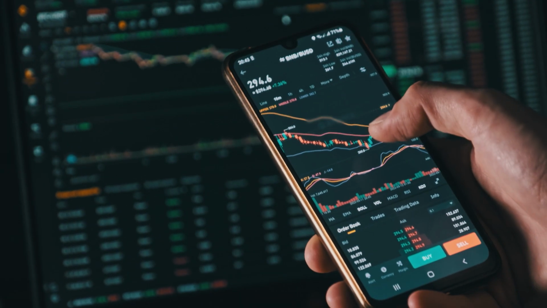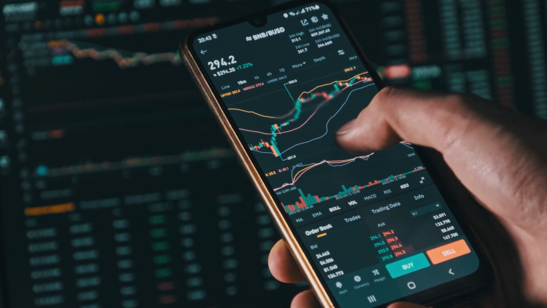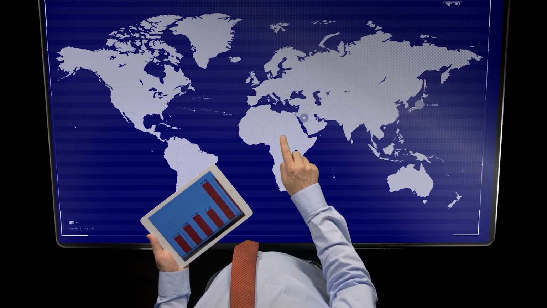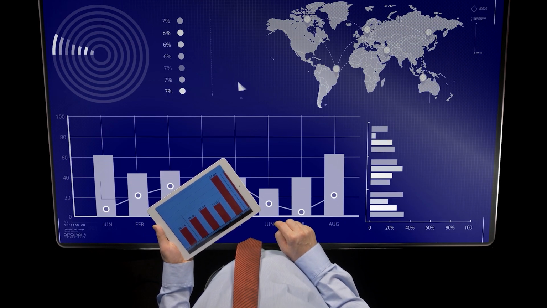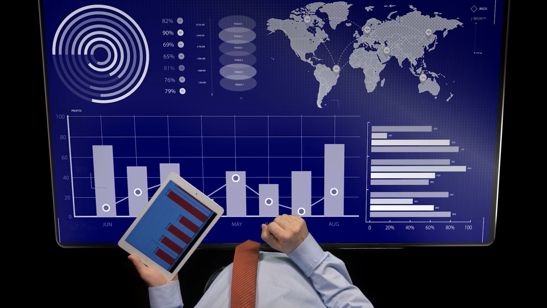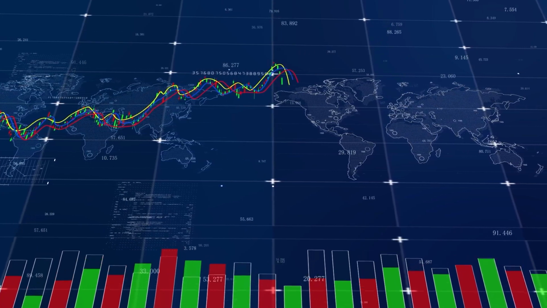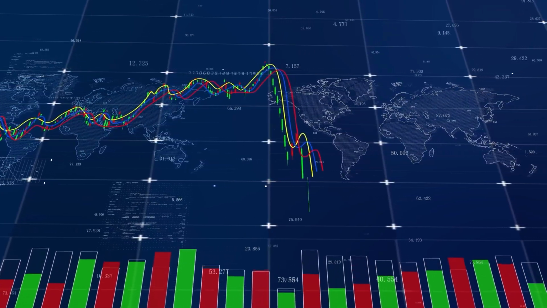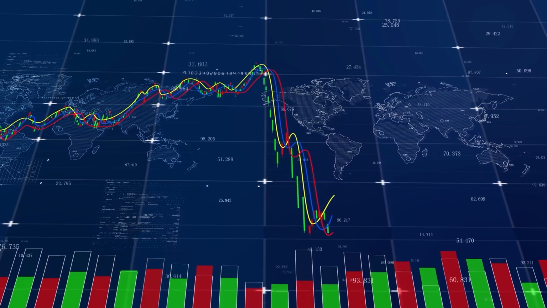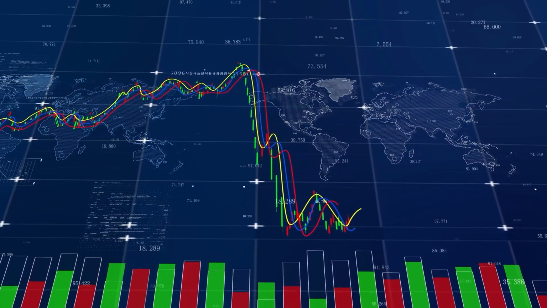One significant motivation for nation-states engaging in cyber warfare is economic espionage. Countries may look to steal intellectual property, trade secrets, and proprietary technologies to gain a competitive edge in the global market. Such activities can have severe consequences for the targeted nation's economy, leading to a loss of innovation, decreased competitiveness, and a potential shift in the balance of power.